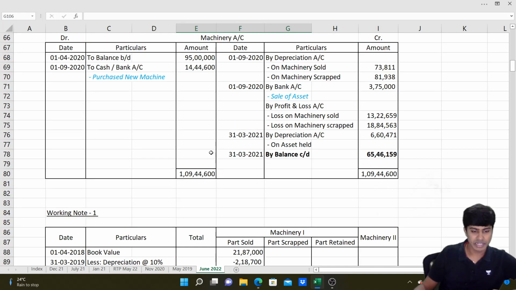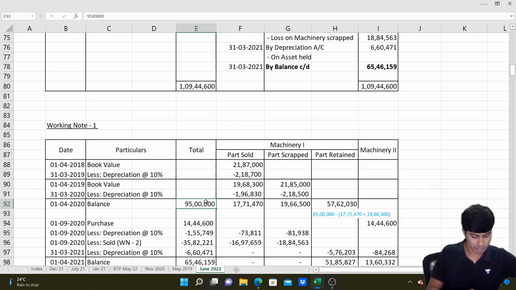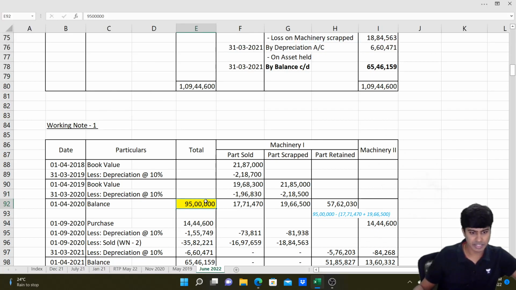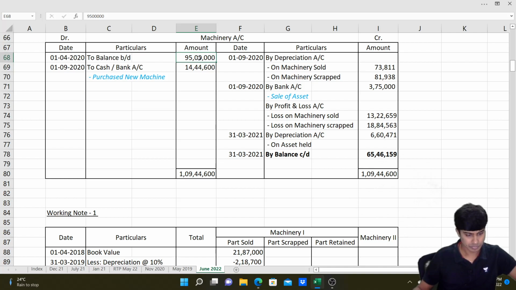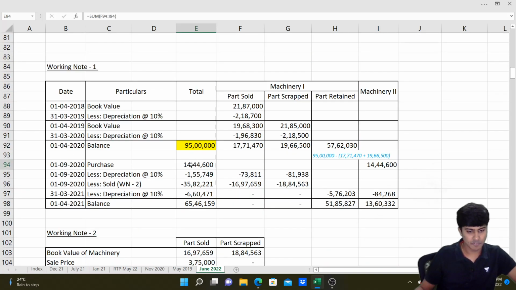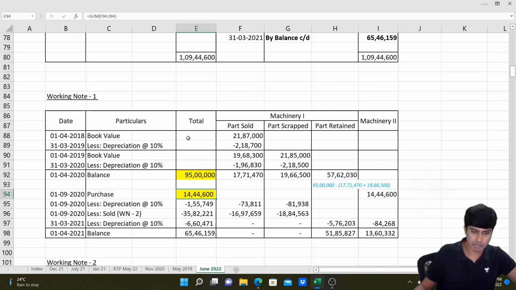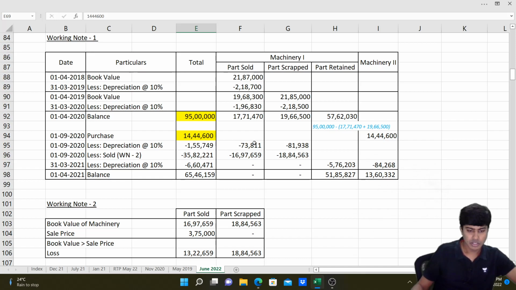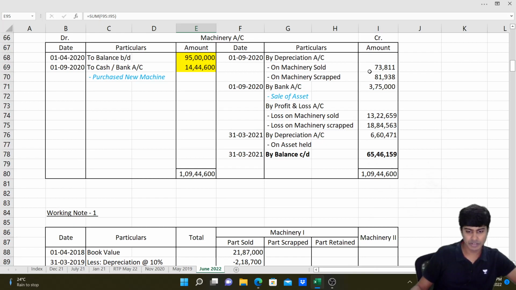Chalo, let's see, 95 lakh opening. See, this 95 lakh opening balance will come here, and then we have 14 lakh 44,600 purchase, that will also come on the debit as an addition. And then we have depreciation, total of 1,55,749: 73,811 on parts sold, 81,938 on parts scrapped. So together 1,55,749. See, I have written 73,811 and 81,938 separately.